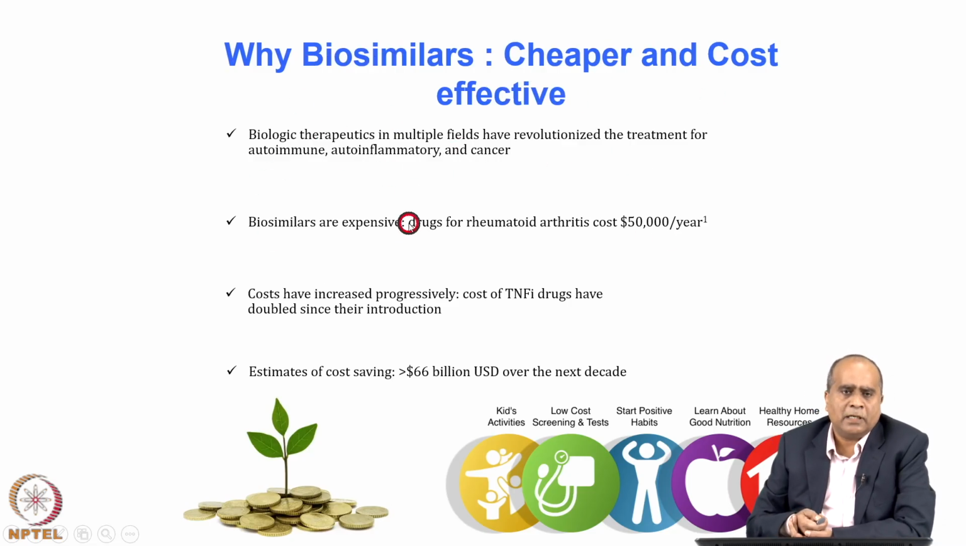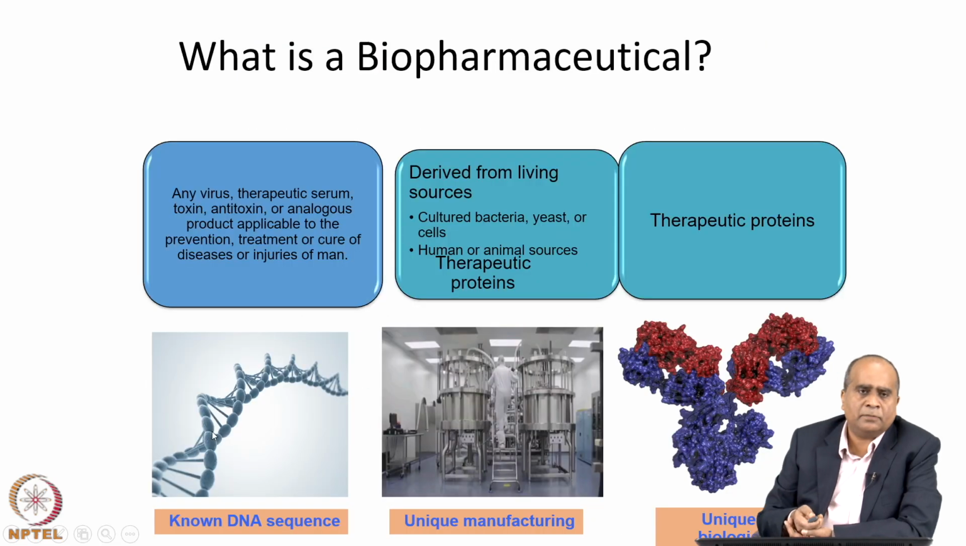So, biosimilars become inexpensive, not so expensive. For example, a drug for rheumatoid arthritis costs $50,000 per year, which is too high for a new drug, but when the biosimilar comes it becomes much cheaper. That is how the cost of, say, TNF alpha inhibitor drugs increased since their introduction. So, there is a cost estimate of savings that can happen in the next decade because we are going towards biosimilars, and money can be saved with biosimilars, right.